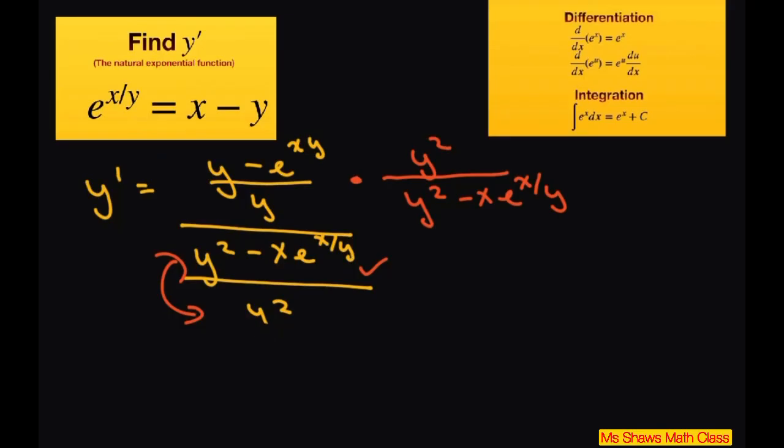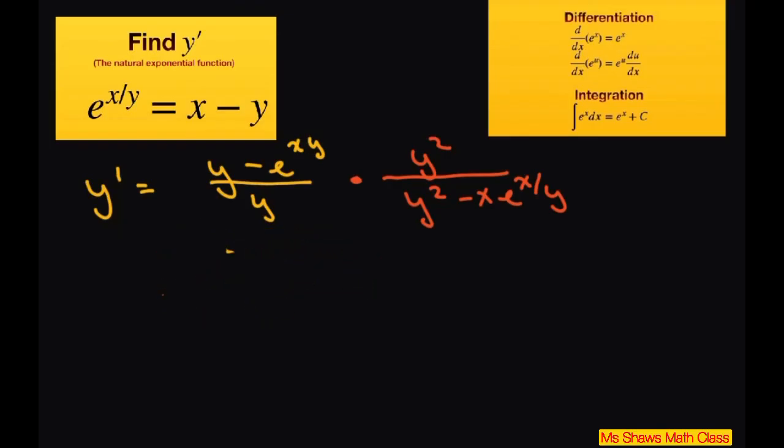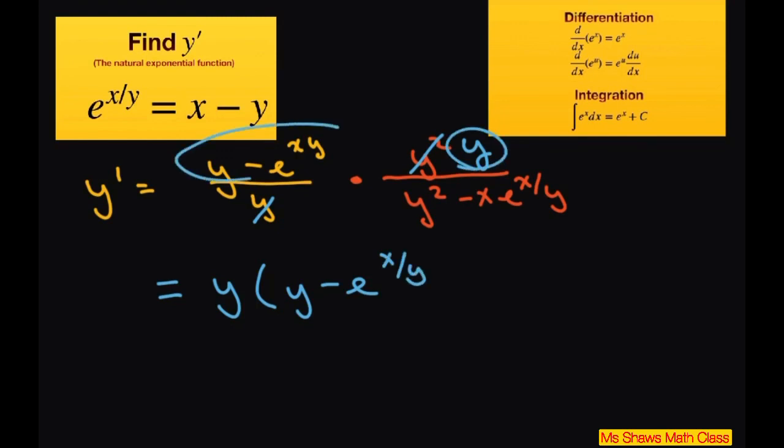So basically, I'm just going to erase this part. And now let's simplify this. y goes into y squared, y times. So your final answer is going to be y times y minus e to the x over y power, I just multiplied these two, all divided by y squared minus x e to the x over y.